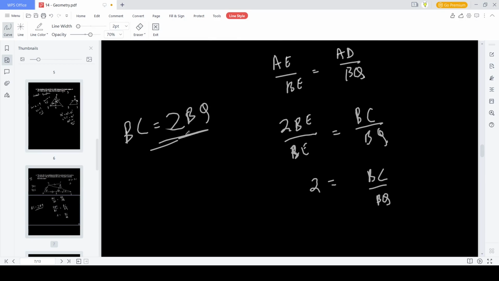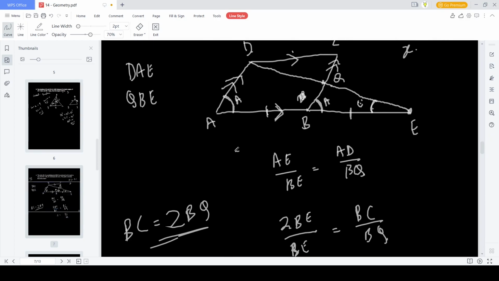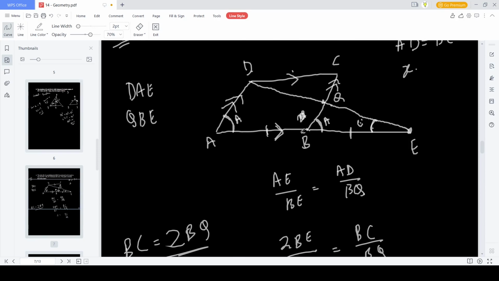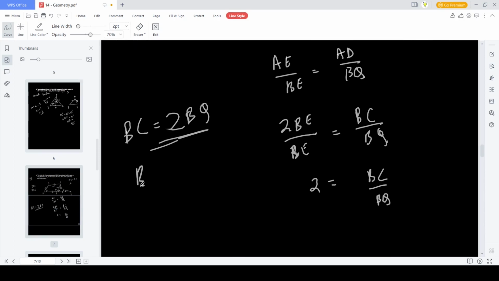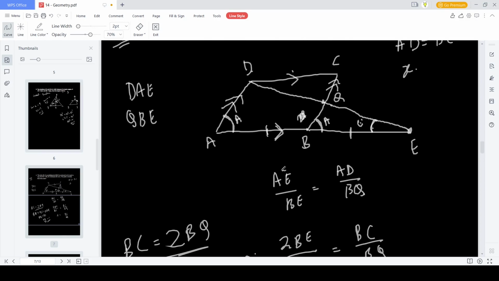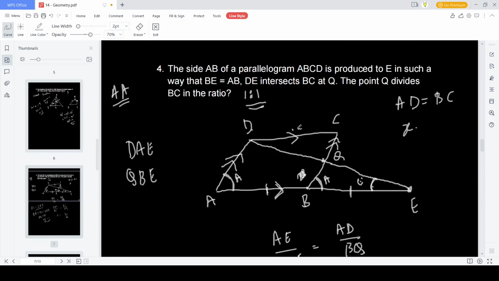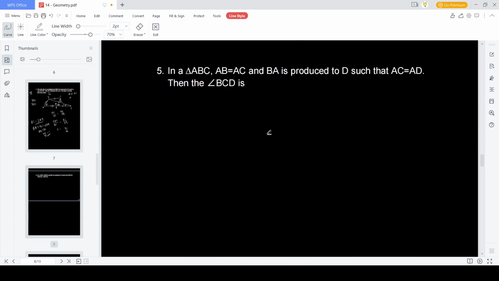So if this whole thing is 2 into BQ, can BC be written as BQ plus QC? Yeah. So BQ plus QC is equal to 2 into BQ. So 1 BQ and 1 BQ can cancel. BQ is equal to QC. Hence BQ by QC is equal to 1. So it divides BC in the ratio 1 is to 1. That's the answer. Next question.